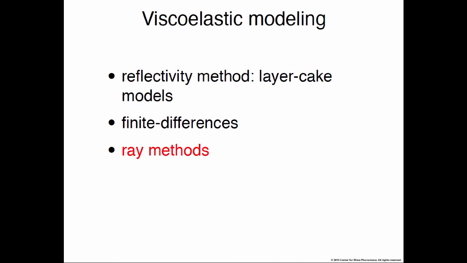So the reflectivity method can easily handle this. It can easily model attenuative media, anisotropy, etc. But it is limited to layer cake models, and so that means models with flat interfaces, and these flat interfaces also need to be symmetric planes, like orthorhombic media, for example. And finite differences in the frequency domain can also model this Q behavior very accurately, but you need a lot of computational resources to propagate waves in the frequency domain, at different frequencies.